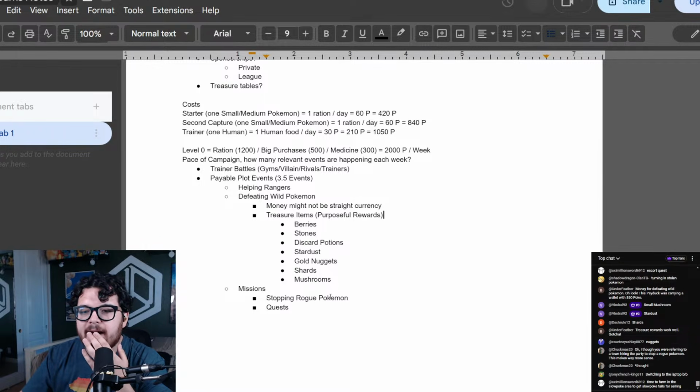Let's see here. Time to farm the Slowpoke area for Slowpoke cells. No, we're not doing that. That's messed up. But that's the idea.